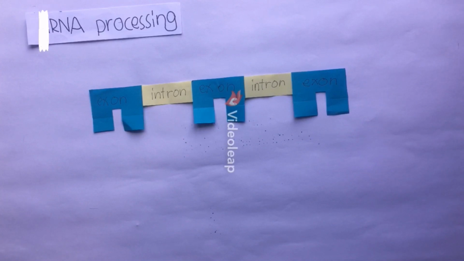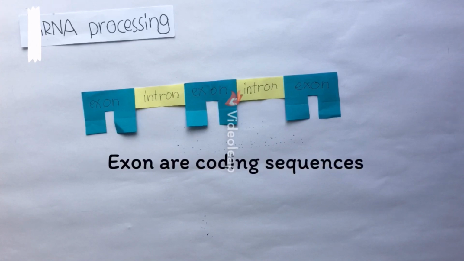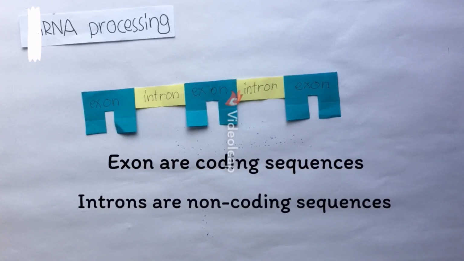In the late 1970s, the scientific community discovered that the coding sequences within many eukaryotic structural genes are separated by DNA sequences that are transcribed but not translated into protein. These intervening sequences that are not translated are called introns, whereas sequences contained in the mature mRNA are called exons. In other words, exons are coding sequences while introns are non-coding sequences.